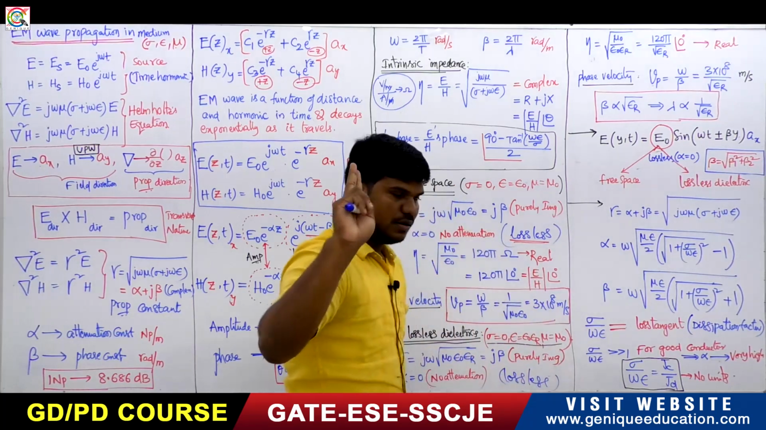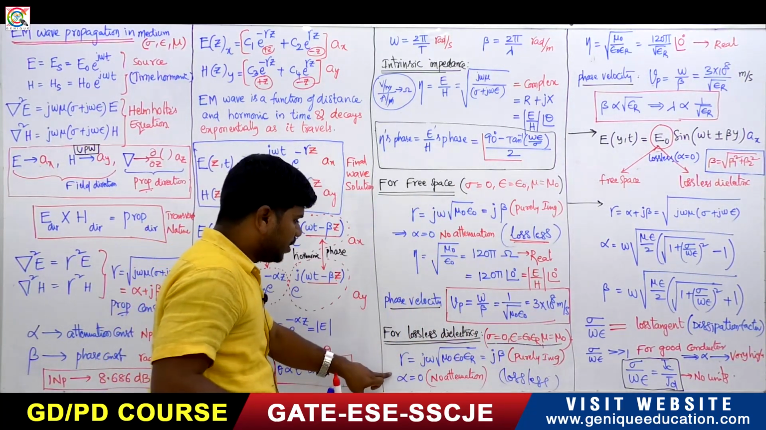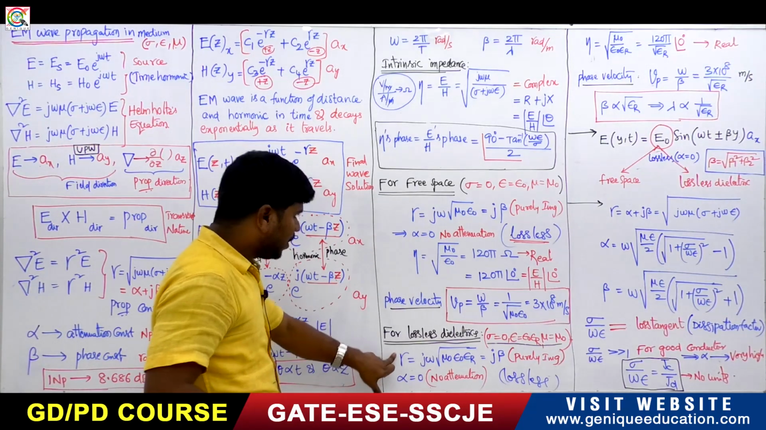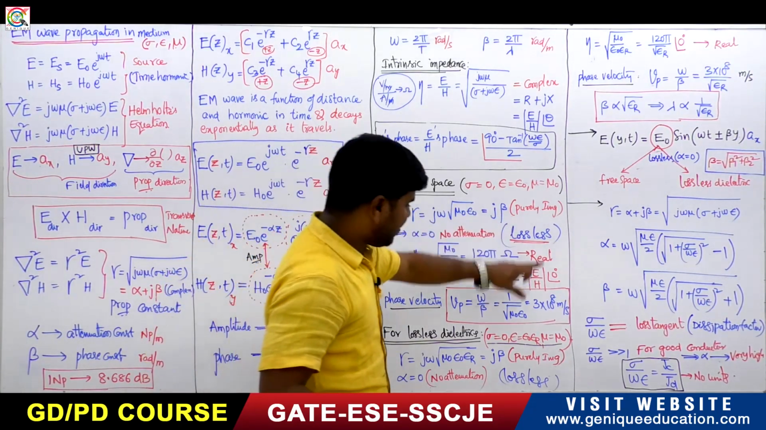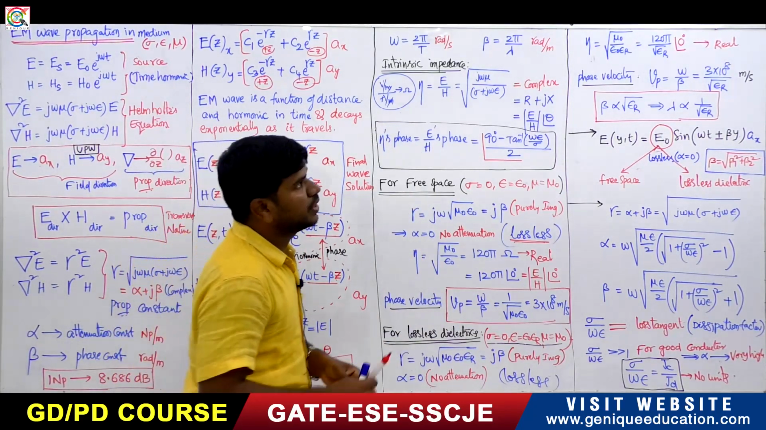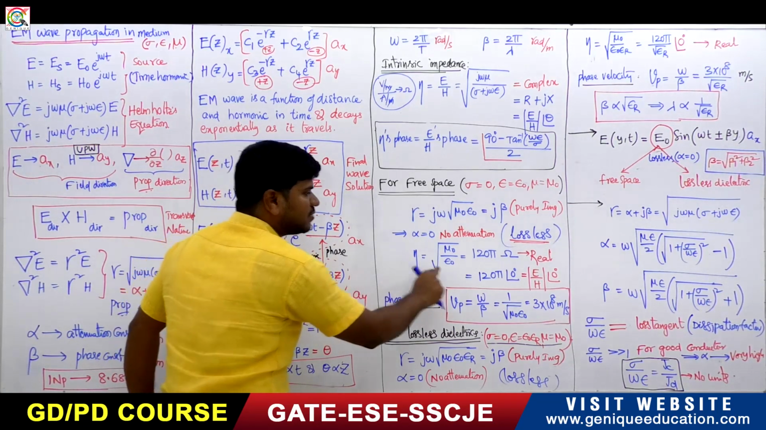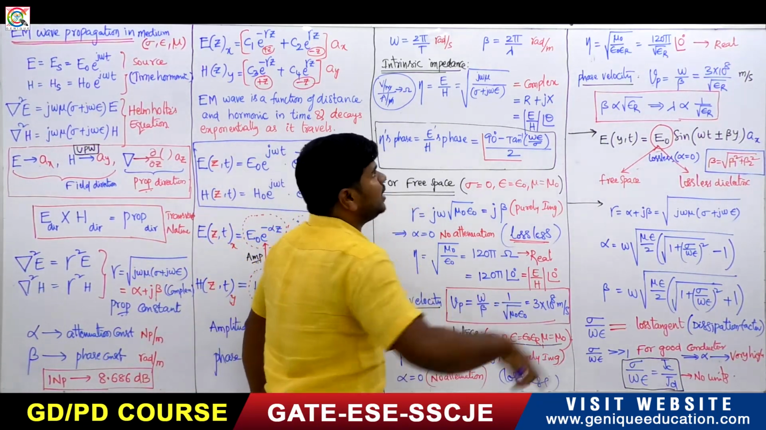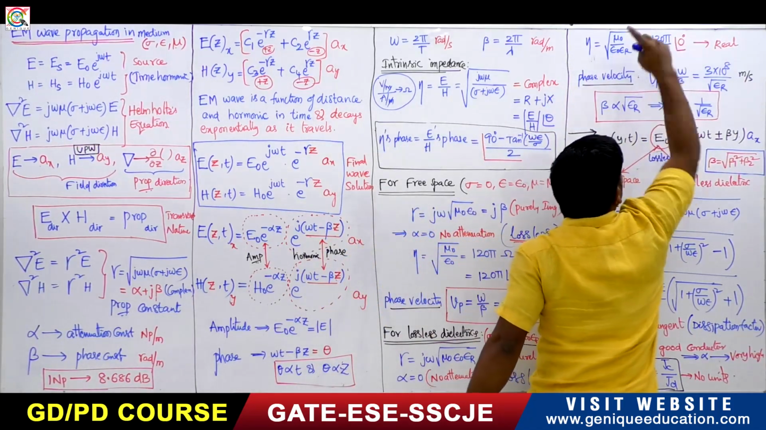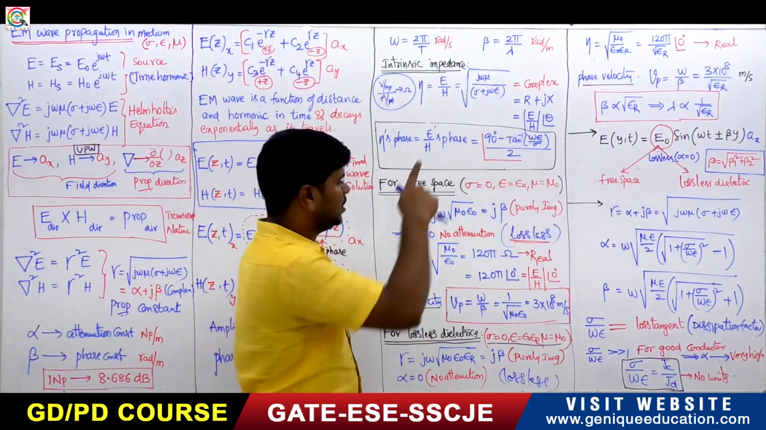If it is a lossless medium, what can we know? Alpha is 0, which means the propagation constant is purely imaginary. Now what is the intrinsic impedance? For free space the intrinsic impedance is 120 pi. For this one it is 120 pi divided by root epsilon r. This is the difference between this one and that one.